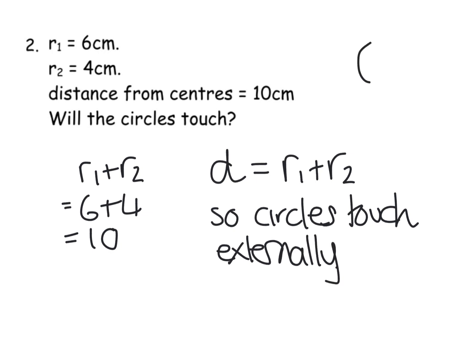So you've got your radius of 4. You've got a bigger circle with a radius of 6. And your distance between the centres is 10. So they're touching, snowman scenario.